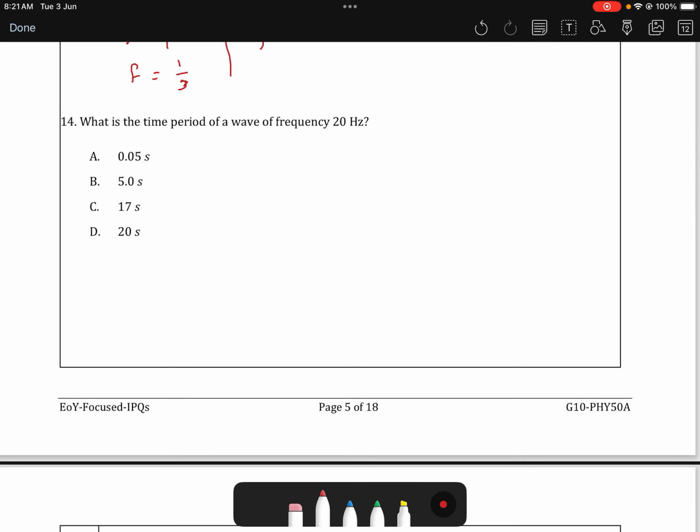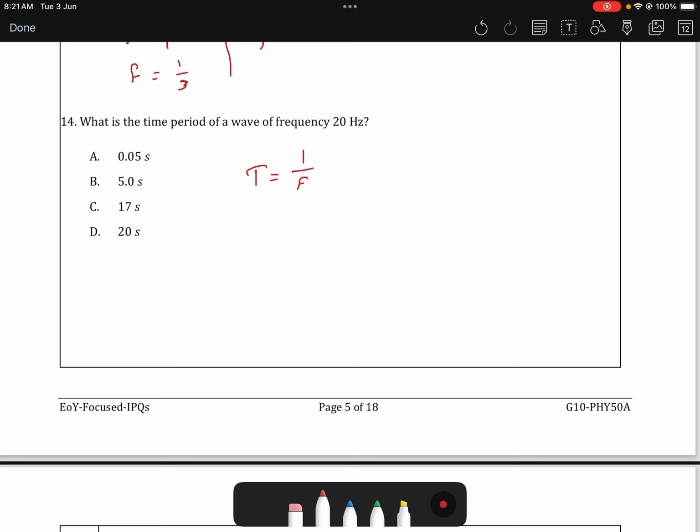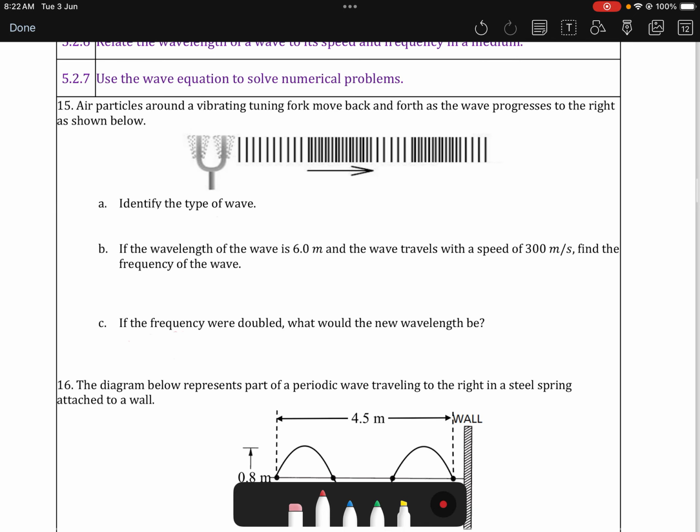1 over second. Okay, let's go to the next question. What is the time period of a wave of frequency 20 hertz? Also, period equals 1 over frequency. So period equals 1 over 20. That means it's equal to 0.05 seconds. Okay. Next question.